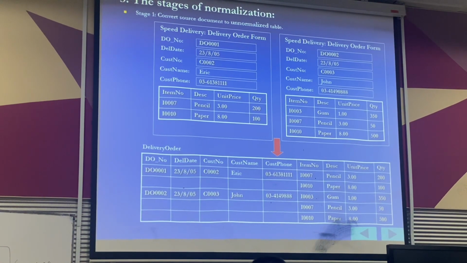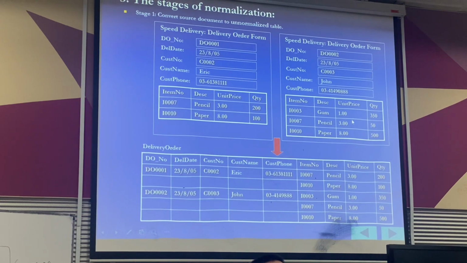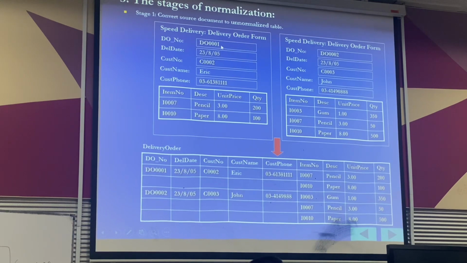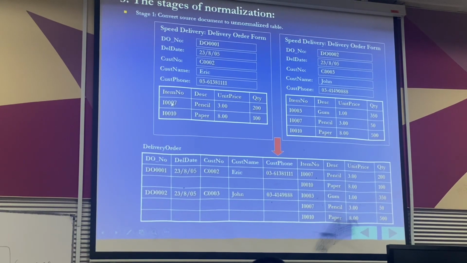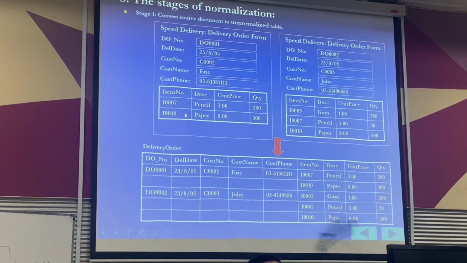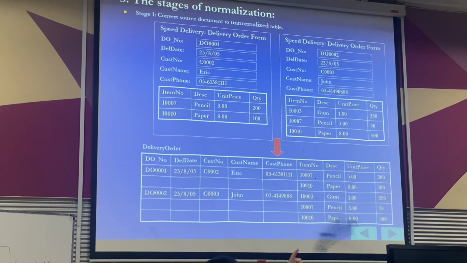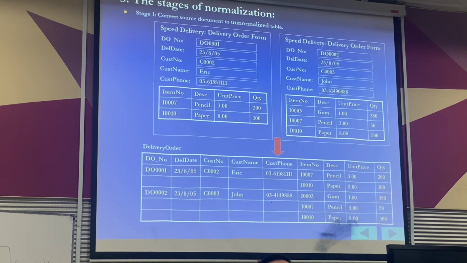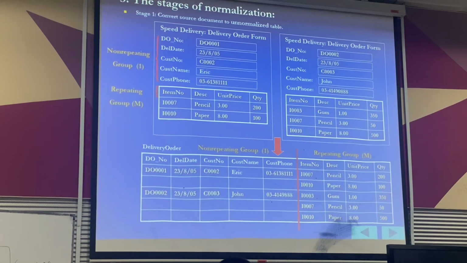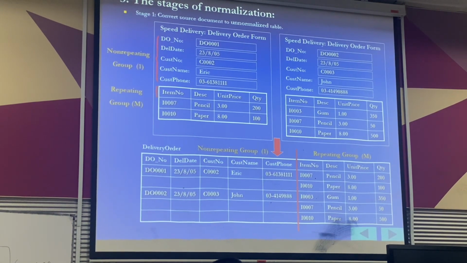Okay. So where is the repeating group? It's at the bottom part. Why? Because this DO number you fill only one time, but this item number you fill out 2 times. So the bottom one is the repeating group. A lot of people are confused. DO number you fill 1 time only, but the item number you fill out 2 times in the same form. So when you fill out more than 1 time, that's considered a repeating group. Okay, so it's this. Non-repeating group at the top, repeating group at the bottom.